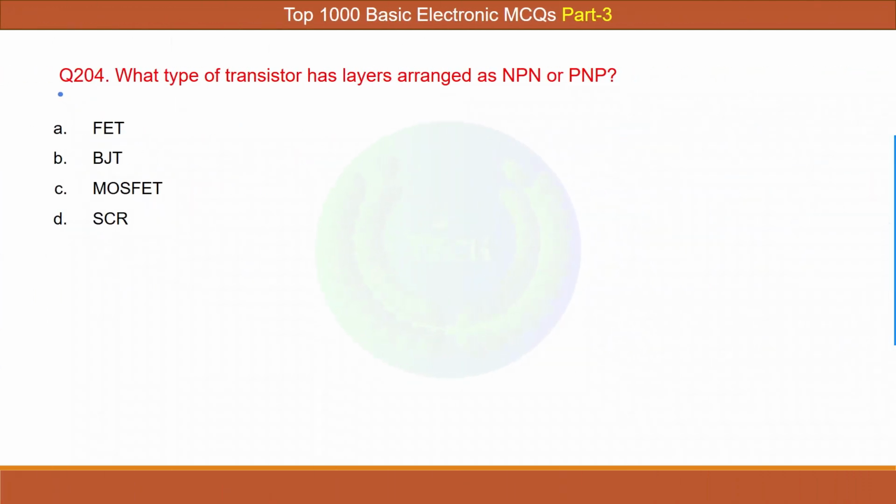Question number 204. What type of transistor has layers arranged as NPN or PNP? Option A, FET. Option B, BJT. Option C, MOSFET. Option D, SCR. The answer is option B, BJT.